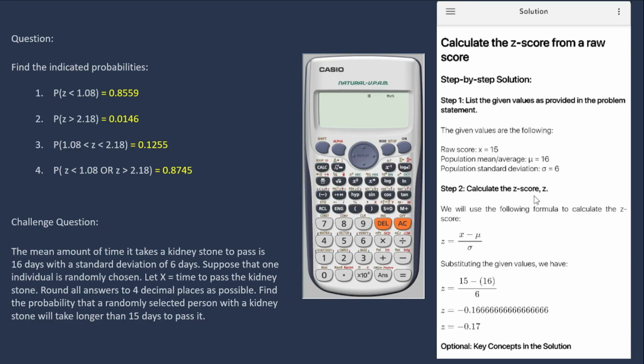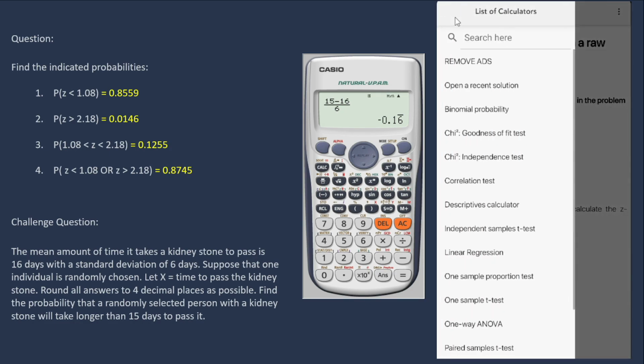Now we calculate the z-score value using this particular formula. So we have 15 minus 16, divided by the population standard deviation, which is 6. So we have negative 1 over 6, or converted to decimal, negative 0.1666666. And we round that off to 2 decimal places. The reason for this is that we will be using a z-table later on to calculate the p-value.